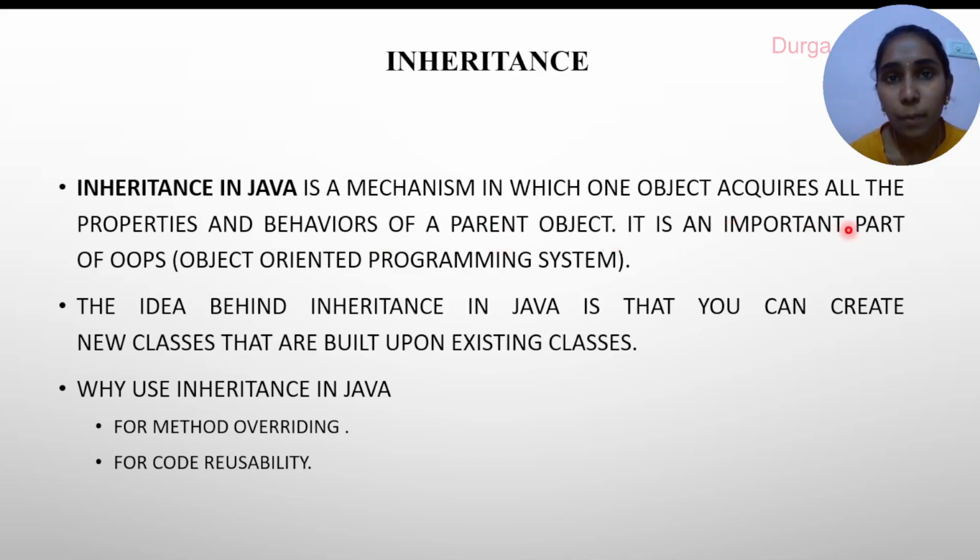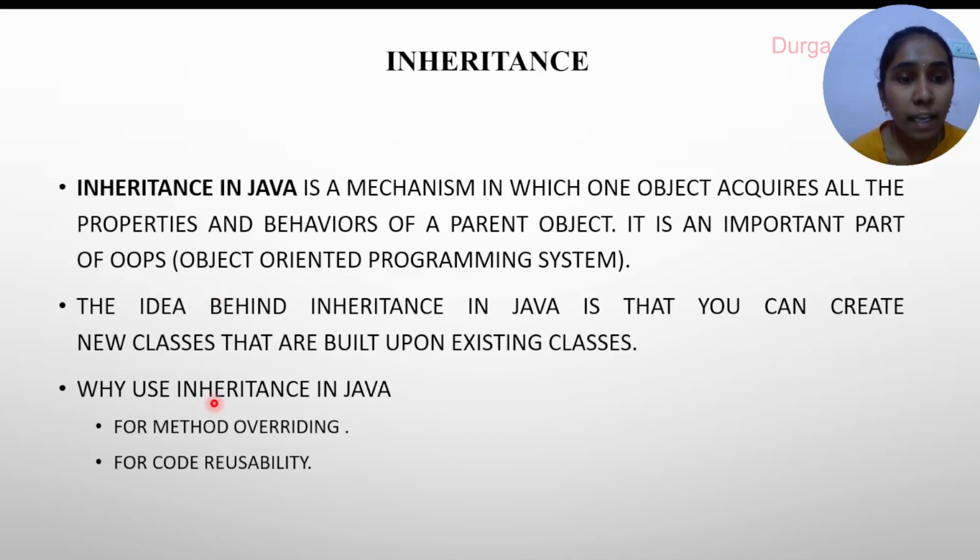So it is an important part of OOPS. OOPS is nothing but object oriented programming system. So what is the importance of inheritance? Why we need to use inheritance? Inheritance allows us to access the properties of parent class in child classes. You can create any number of child classes for one parent class, and you can access all the properties of parent class in these child classes.